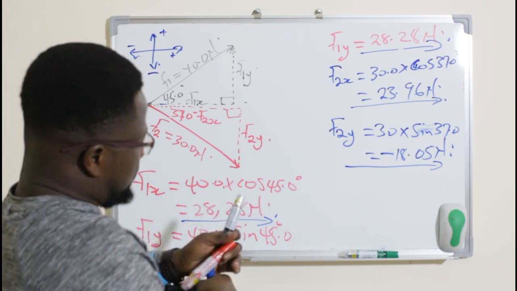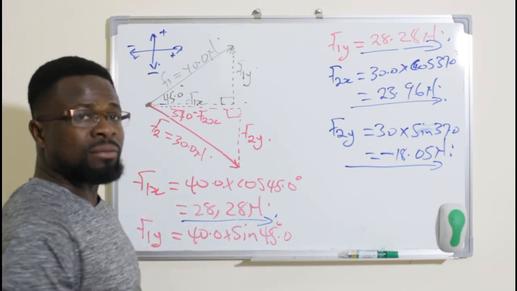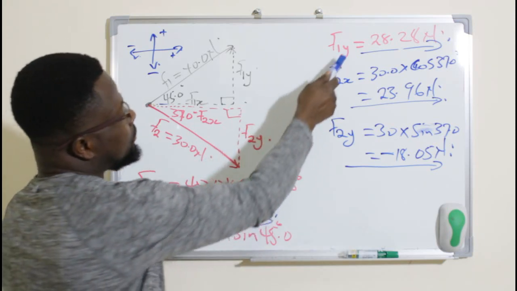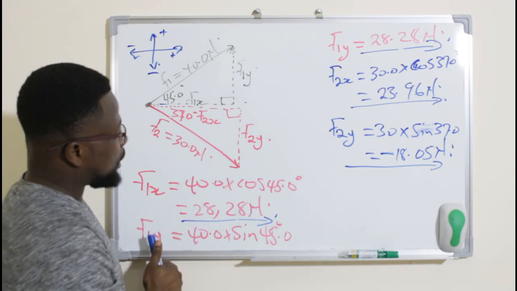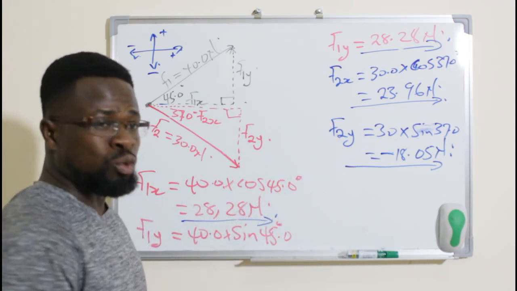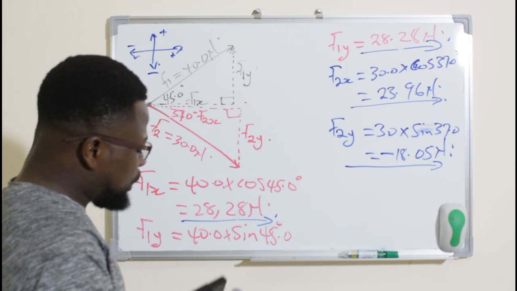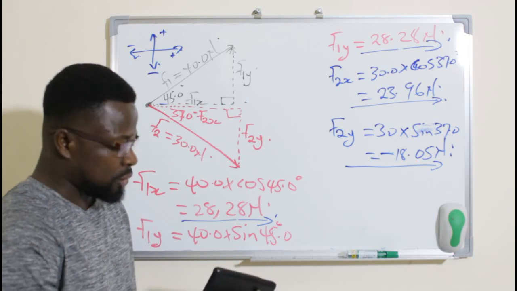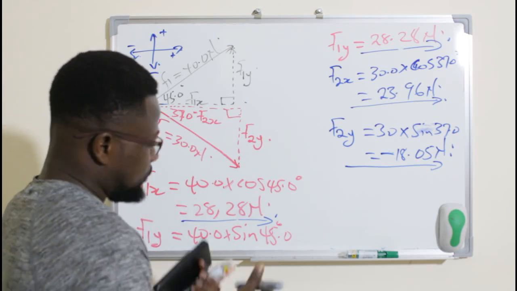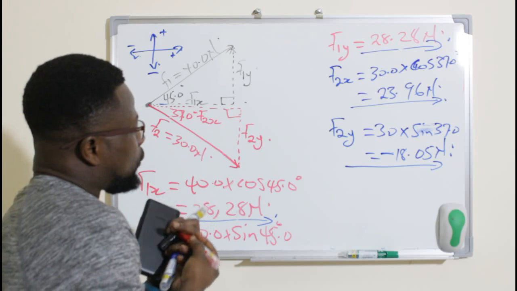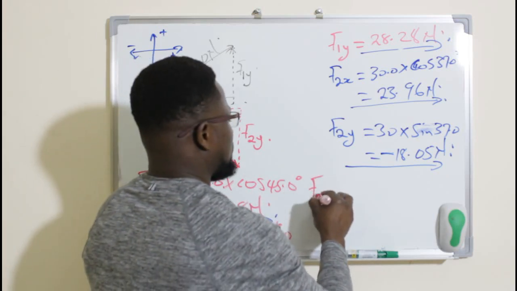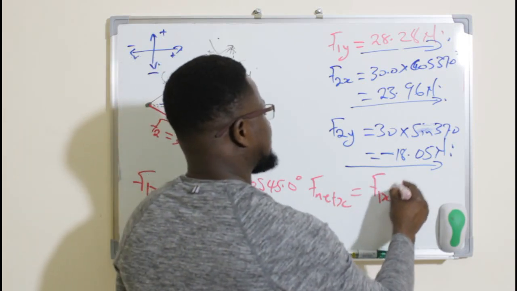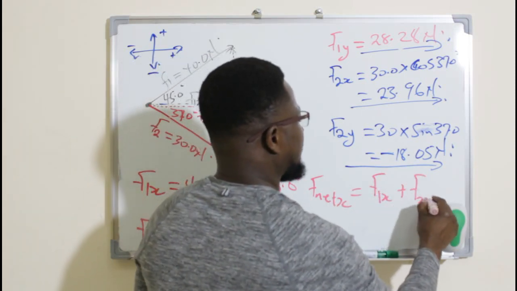So I have gotten all four forces, the components of the forces that are active now. There are two x components and two y components. I need to bring them together and find the net force. So I'm going to find the net force in the x direction and the net force in the y direction as well. So let's quickly do that. I am going to find the net force in the x direction, and that is going to be my F1x plus my F2x.